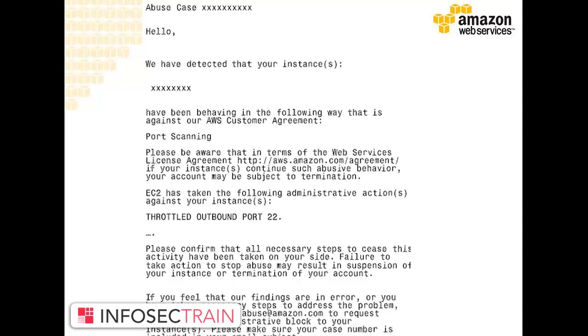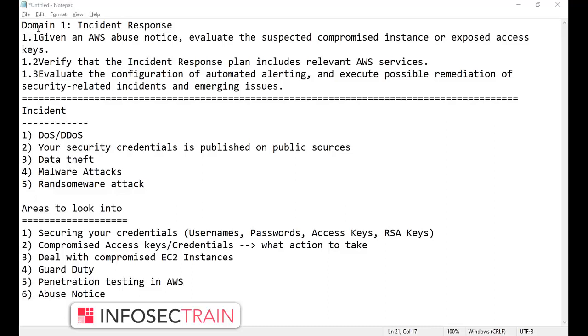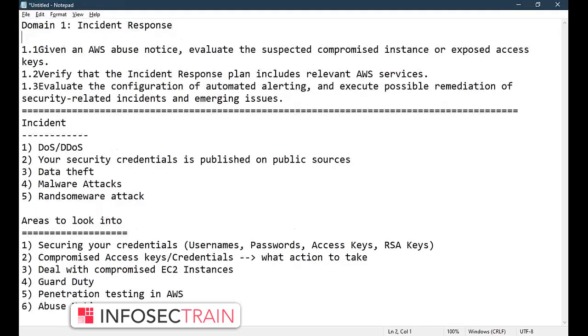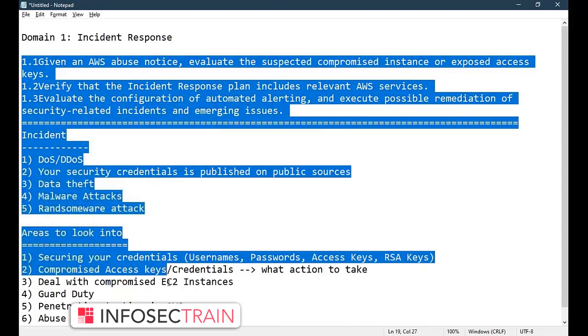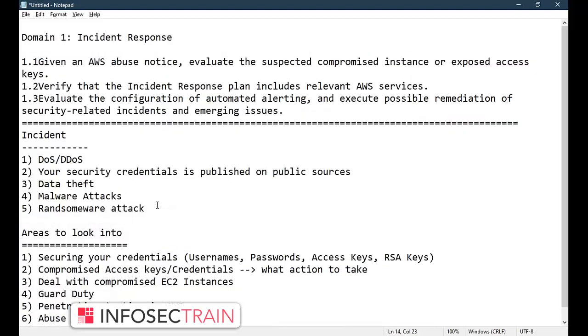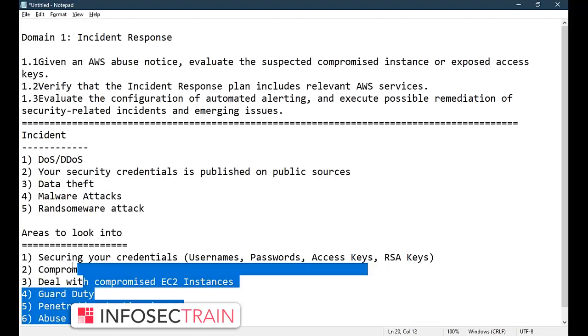You must know what actions you have to take if you get an abuse notice like this. Clear, team? That's it. These are the areas which you have to focus on in this domain one. Any doubts, team? This is an example I'm saying. You can take a screenshot if you want. Make sure you go through these critical areas before you sit for the exam.